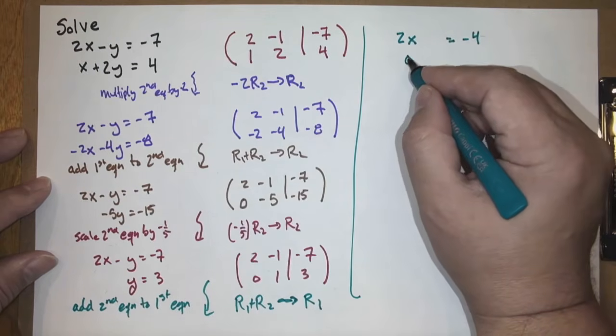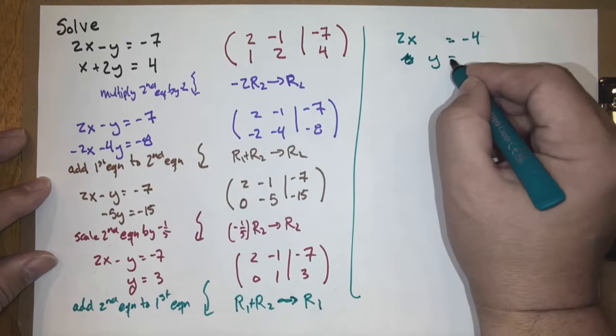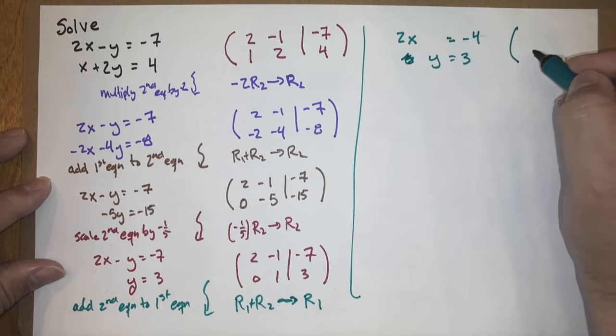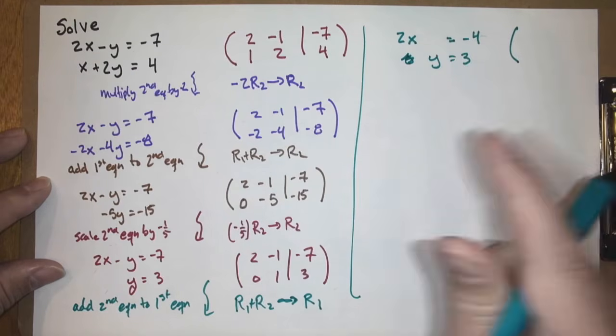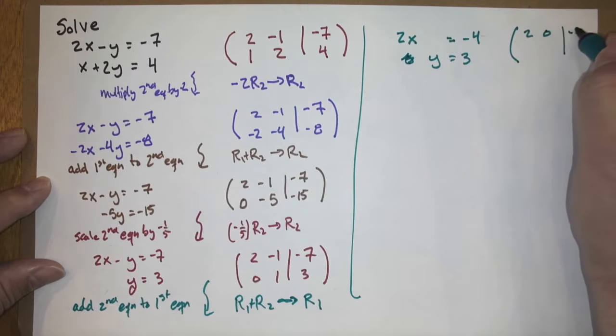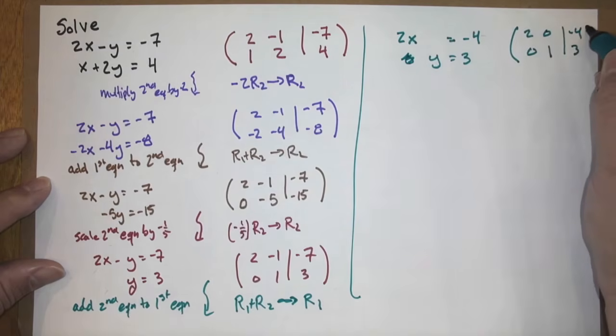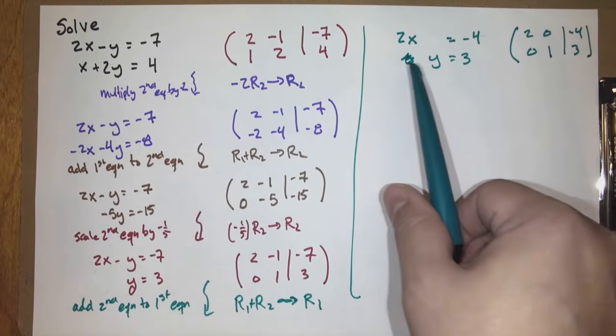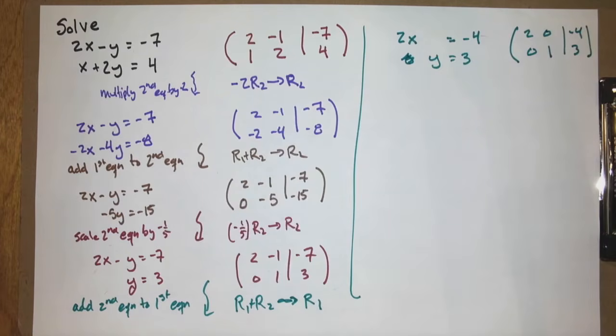And, sorry, I shouldn't have put that there. y equals 3. In terms of our augmented matrix, we have 2, 0, -4, 0, 1, 3. Now we're almost there. We want a y equals, which we got. We want an x equals, which we almost have. So what's the last thing for us to do?